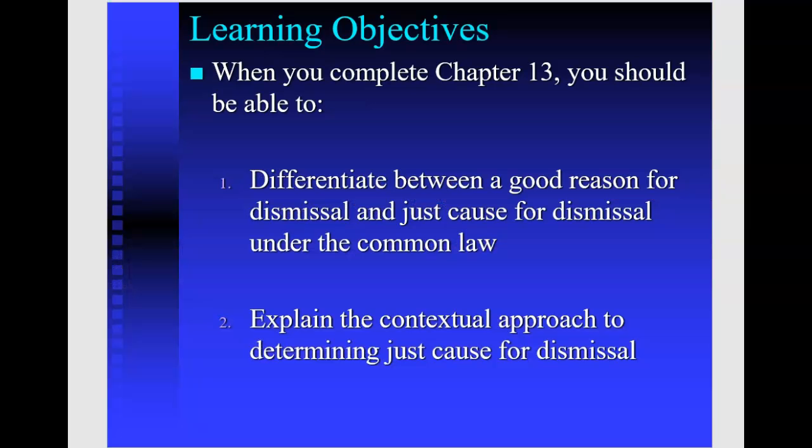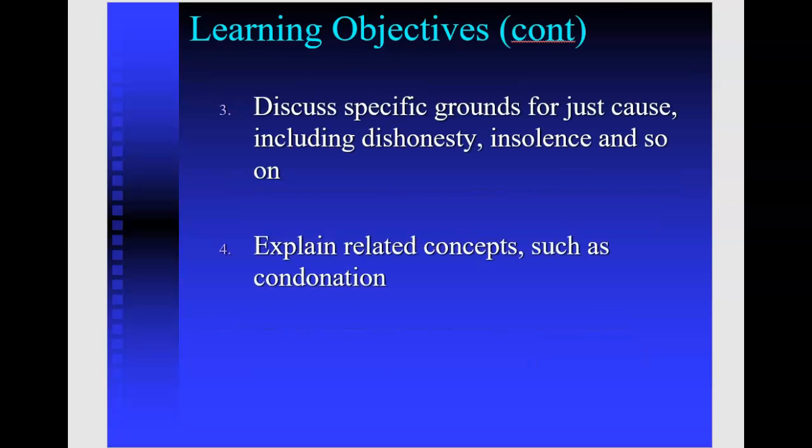So we'll be looking into more details as per the differentiation of a good reason for dismissal and the just cause for dismissal under common law. We'll also be looking at explaining the contextual approach in order to determine just cause for dismissal. We'll be discussing specific grounds for just cause. For instance, dishonesty, insolence, drunkenness, disobedience, etc. And we'll also be looking at some related concepts such as condonation.